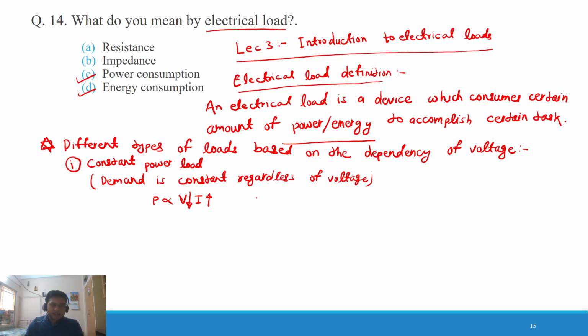And the typical example for this constant power load is electrical motors. And the second type is constant current load.